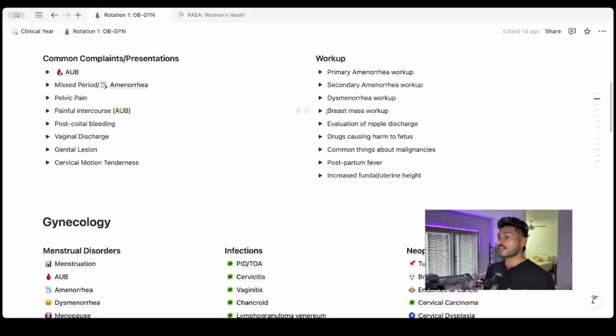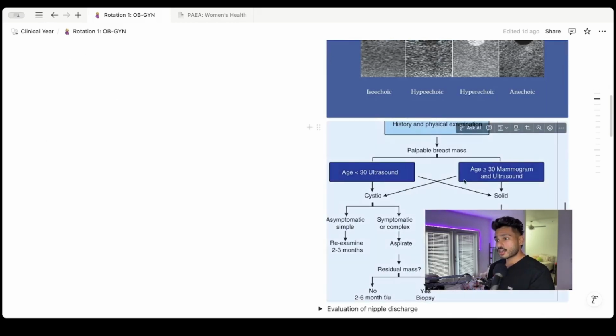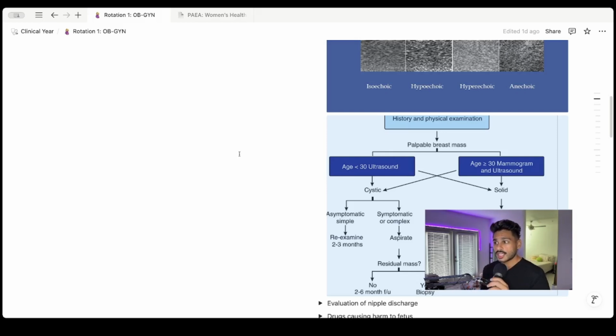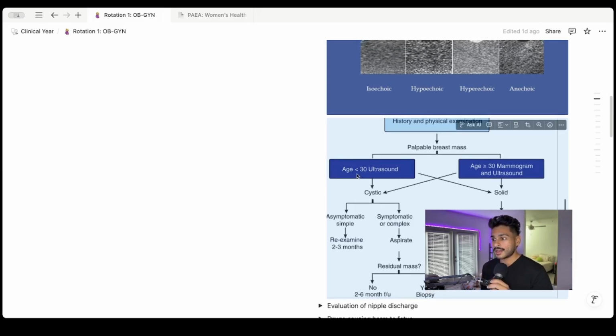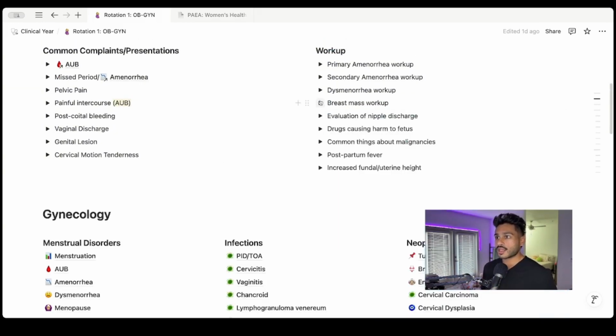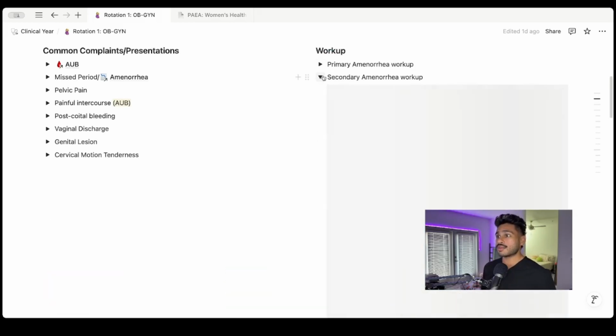And this is extremely important for me, because if a question says that a 23-year-old female presents with a breast mass, what is your first initial step? And the answer will be ultrasound. And the reason why is because of this workup right here on your screen. If there's a palpable breast mass, your first initial management under 30 is going to be ultrasound. And if I forget this, I come back to this page. I come back to this workup section, and I have this for primary amenorrhea and secondary amenorrhea.